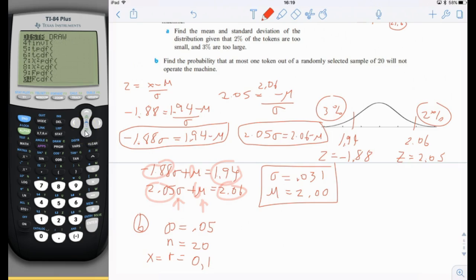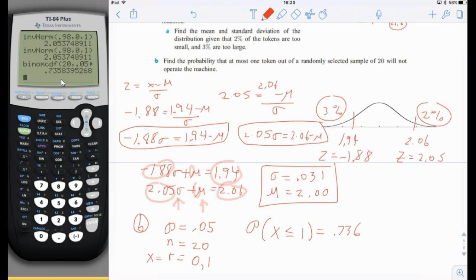So we're going to go down to binomial CDF, and we're going to put in that there are 20 trials, that the p-value is 0.05, and the x value is going to be 1 because it's 0 or 1, but 1 is the limit, right? And it's 0.736. Okay, so the probability that x is less than or equal to 1 is 0.736. Okay, and that's it.